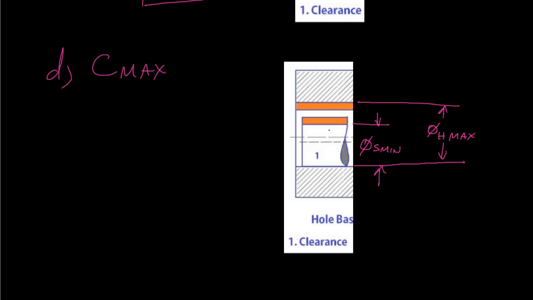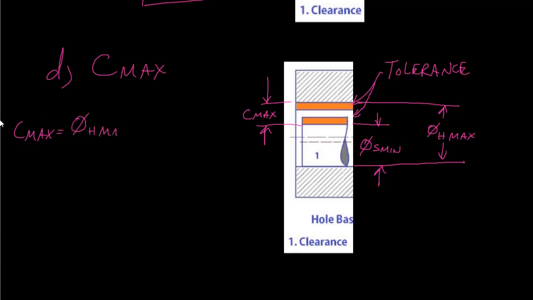Okay, so we can write a formula for this now, and that's going to get us the maximum clearance, which is this value. And again, highlighted in orange here is the tolerance. Okay, so the maximum clearance is equal to the diameter of the hole max minus the diameter of the shaft minimum. Okay, so let's figure out what these numbers are.